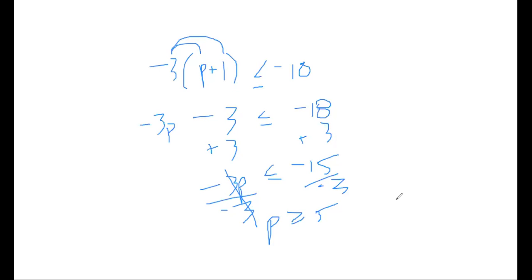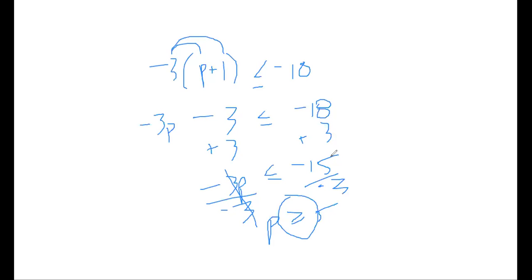It's not greater, it's less than 5. No. It's greater than or equal to 5. This is what I'm talking about with the rule. When you divide or multiply an inequality by a negative number, you have to reverse the inequality symbol. This changes direction.